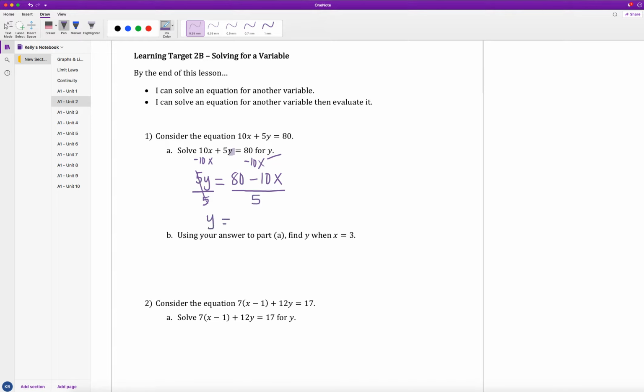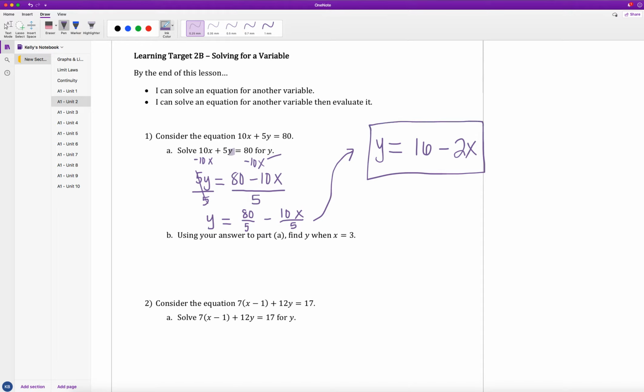Now, we do want to be able to simplify this, and since I have two separate terms here, the 80 and the negative 10x, this is equivalent to saying I'm going to take 80 and divide it by 5, and then I'm also going to divide the 10x by 5. Once we break that apart into those two separate terms, we can see that we can reduce this down even further, so our final answer will be y equals, and then 80 divided by 5 reduces down to be 16, and then 10 divided by 5 reduces down to be 2. So we get minus 2x, and we were able to solve for y. We still had an equation, but that's okay. All we were asked to do was to isolate the y variable.